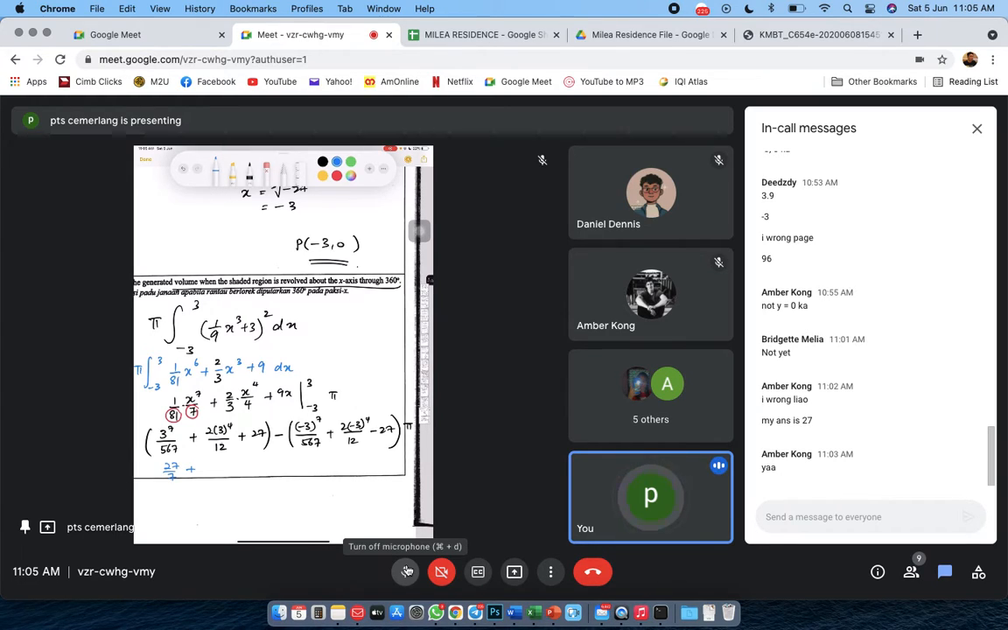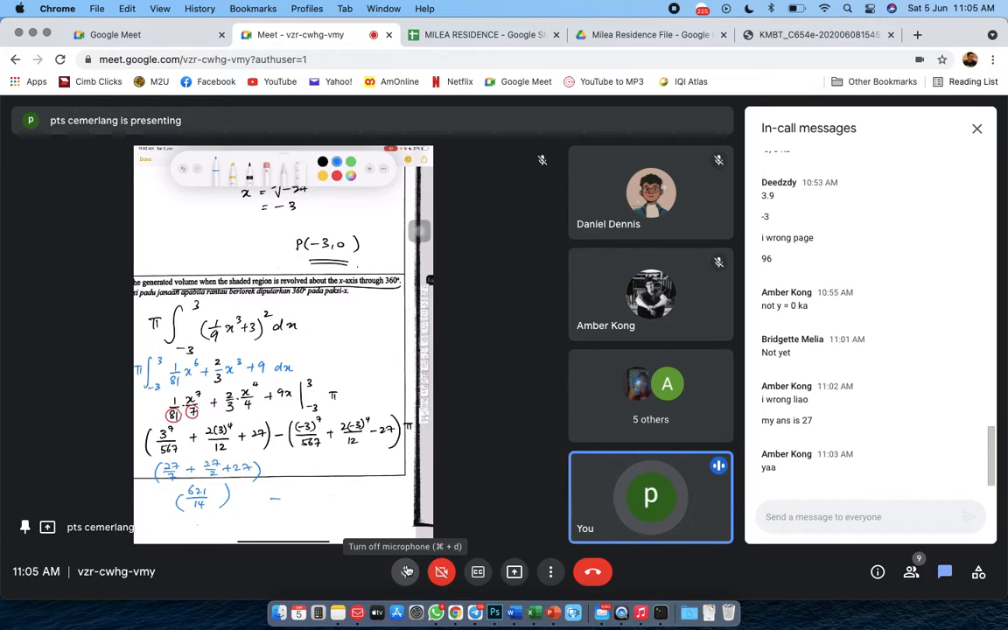And then plus this one, I do it first. 81 times 2 divided by 12. So you get 27 over 2. And then plus 27. So this part, cikgu tambah dulu. 27 over 7 plus 27 over 2 plus 27. So you should get 621 over 14. So that's the first part.